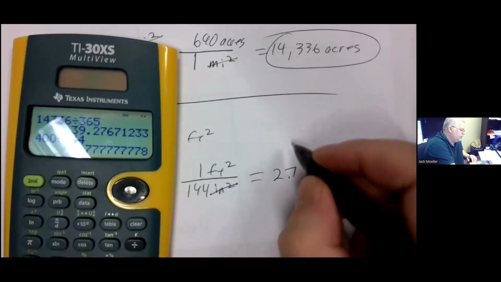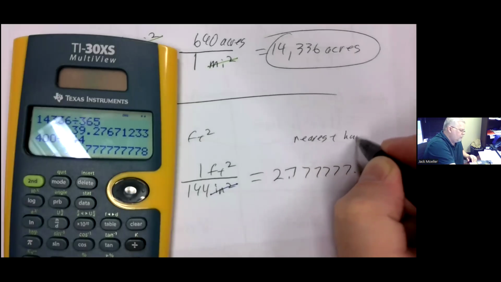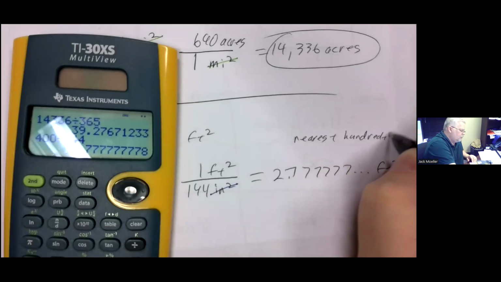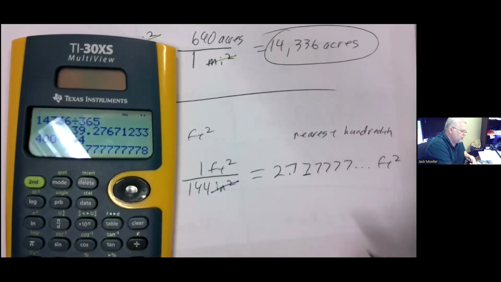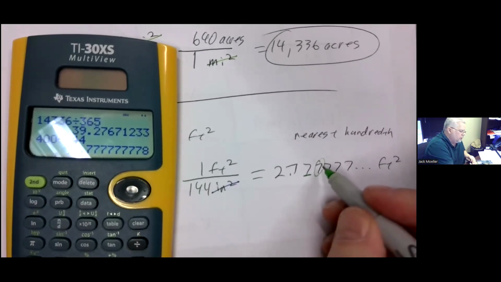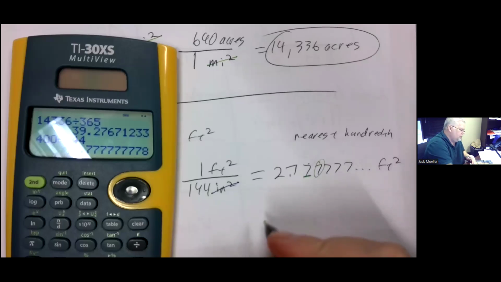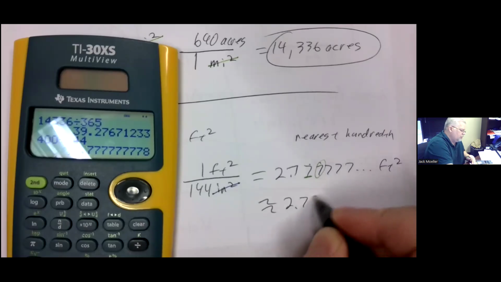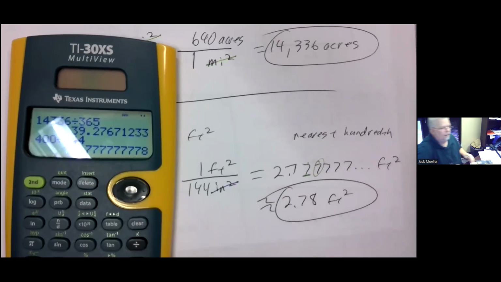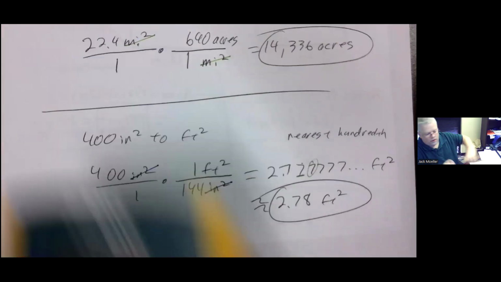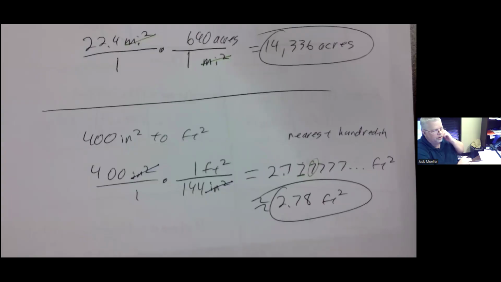Let's say we round this to the nearest hundredth. The hundredth is the second decimal place. So we're looking there, that's 5 or higher, so it tells us to add 1 to that 7. So that would be 2.78 square feet. So we will occasionally have to round on these problems because we might get some long decimal numbers.